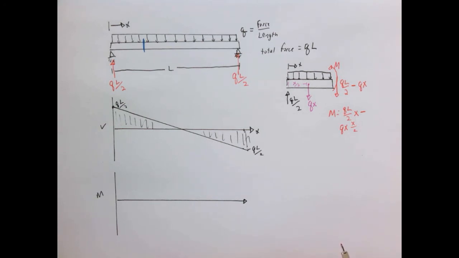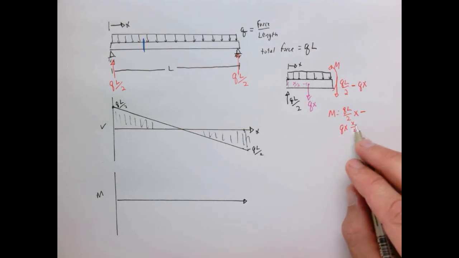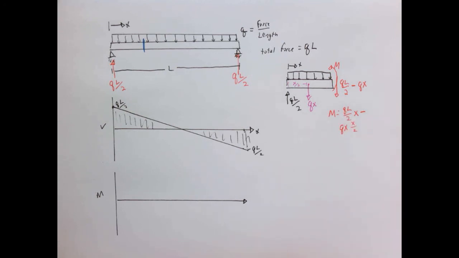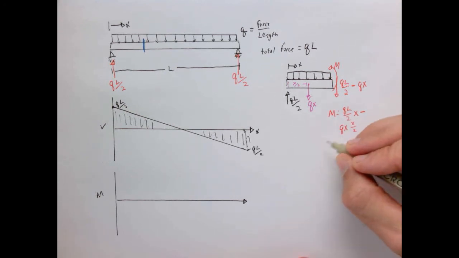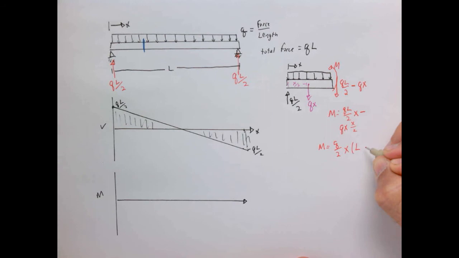All right, so now we've got it. If we put this together, we see now we have a quadratic term here, right? Because it's Qx squared over 2 and QL over 2 times x. The other way I could write this that might be more convenient is Q over 2 times x times L minus x.